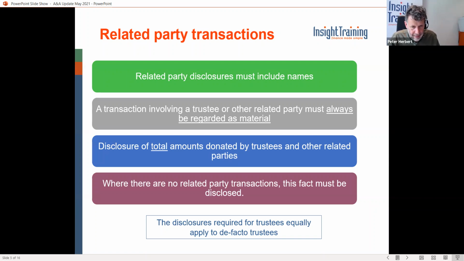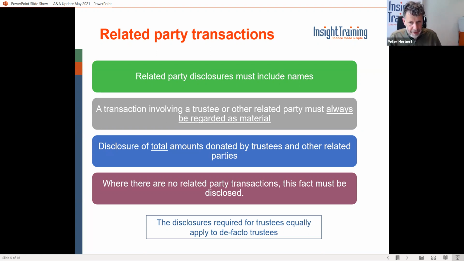The charity SORP is very clear that a transaction involving a trustee or other related party will always be regarded as material. There's no playing the immateriality card to wriggle off the hook of disclosure. Where you've got amounts donated by trustees and other related parties, the disclosure there can be of the total amount, where for other related party transactions, generally speaking, it'll be individual amounts that will be disclosed. And where there are no related party transactions, this fact must be disclosed.